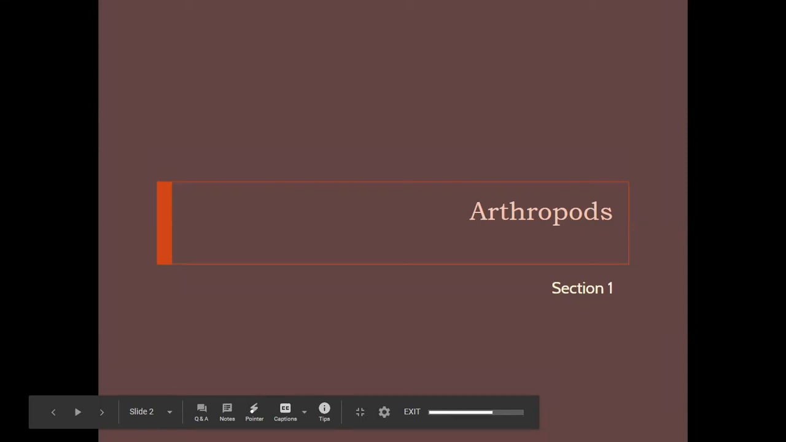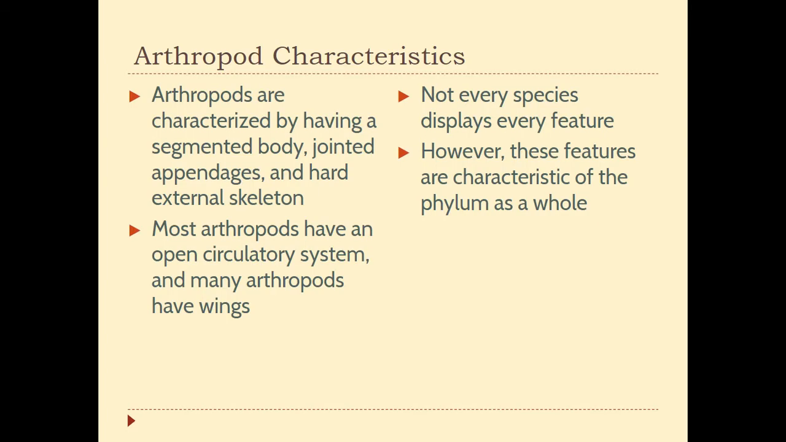Okay, so today we're going to talk about arthropods. Arthropods are still invertebrates. We're just looking at another phylum within that invertebrate category, and we're still talking about the kingdom Animalia. Arthropods are characterized by having segmented bodies, jointed appendages, and hard, semi-hard, external skeletons. So they have an exoskeleton.